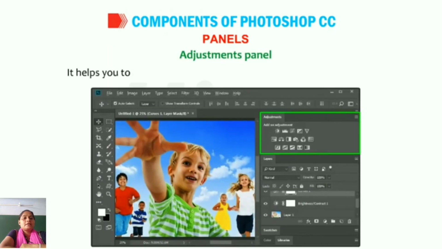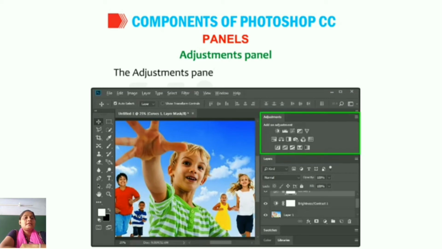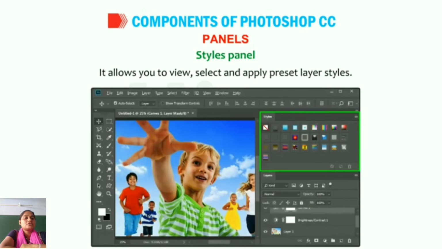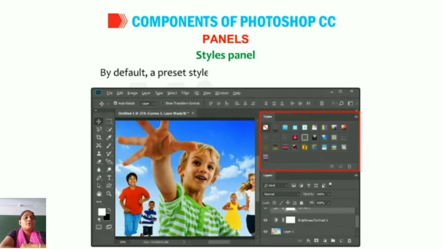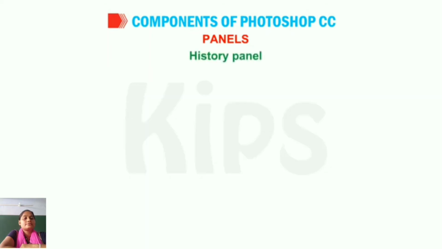Next, Adjustment panel. It helps you to apply an effect to a group of layers in a much easier way. Later on, you can edit that effect while preserving the original layers. The Adjustment panel has a Styles tab to its right. Styles panel. It allows you to view, select and apply preset layer styles. By default, a preset style replaces the current layer style. You can also add your own style using the Create New Style icon.